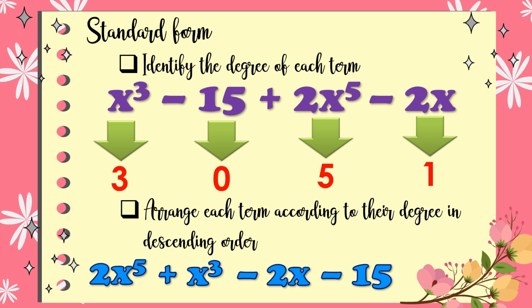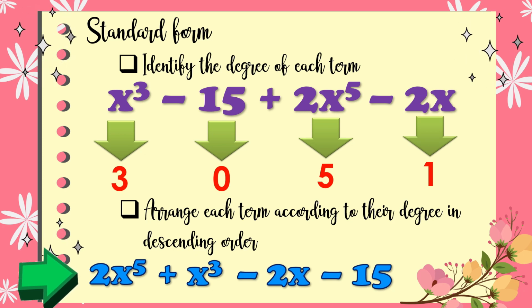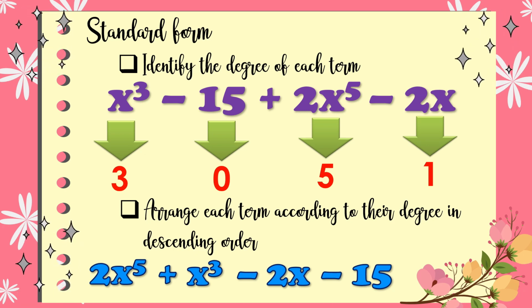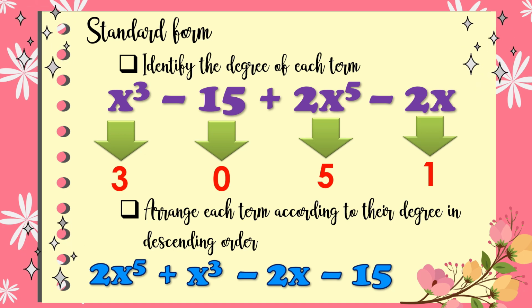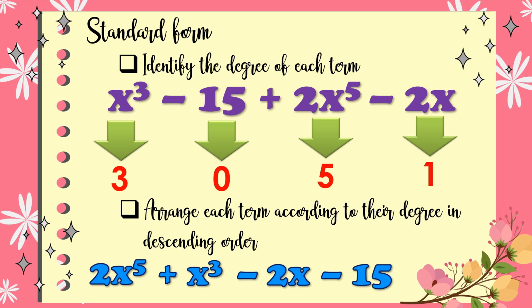So, when you rewrite x cubed minus 15 plus 2x raised to 5 minus 2x in standard form, the answer is 2x raised to 5 plus x cubed minus 2x minus 15.